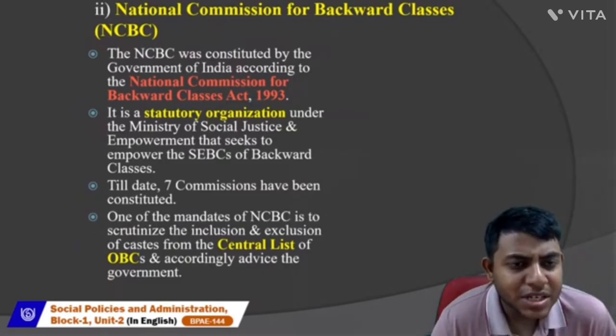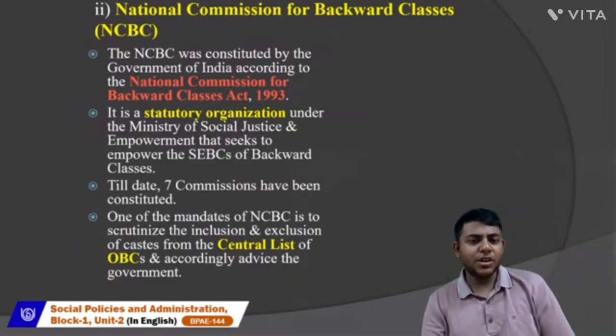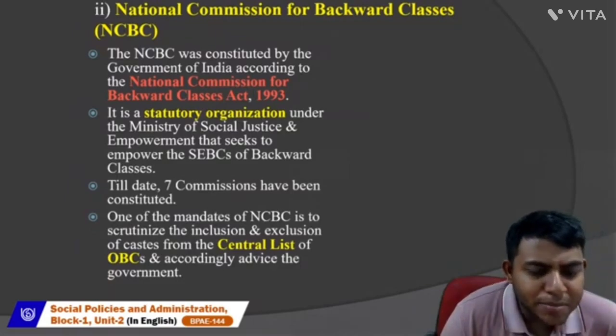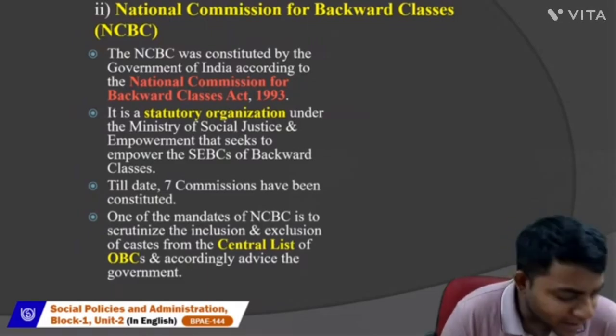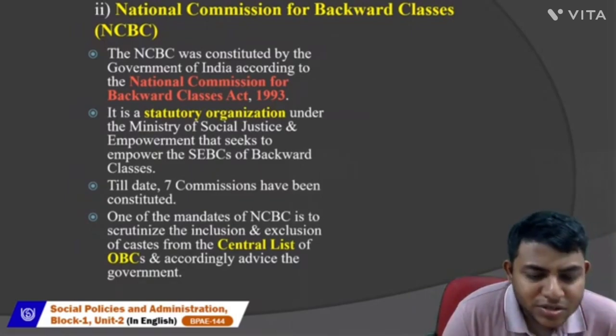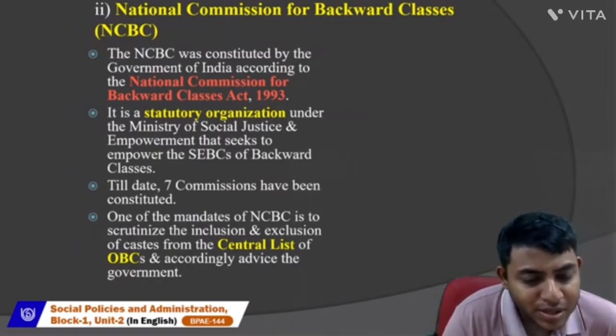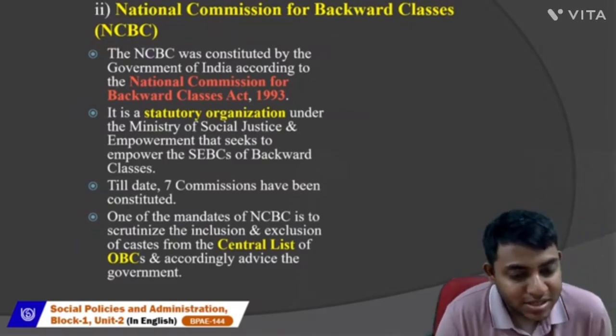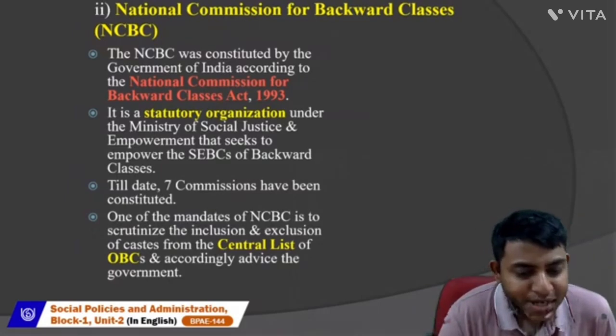So the National Commission for Backward Classes was constituted by the Government of India according to the National Commission for Backward Classes Act 1993, and it is a statutory organization under the Ministry of Social Justice and Empowerment, and it seeks to empower the socio-economically backward classes. And till date, 7 commissions have been constituted. And one of the mandates of the National Commission for Backward Classes is to scrutinize the inclusion and exclusion of castes from the central list of the other backward classes, and accordingly advise the government.